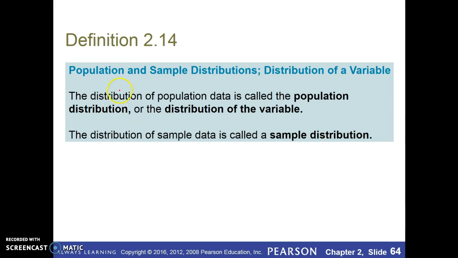The distribution of population data is called the population distribution, or the distribution of the variable. Sometimes it's referred to the same thing, but it's the population distribution. And if it's just the sample, we call that the sample distribution. The population distribution is probably what we're looking for most of the time, but sometimes we make an inference that if we have a good sample, it's going to apply to the overall population.